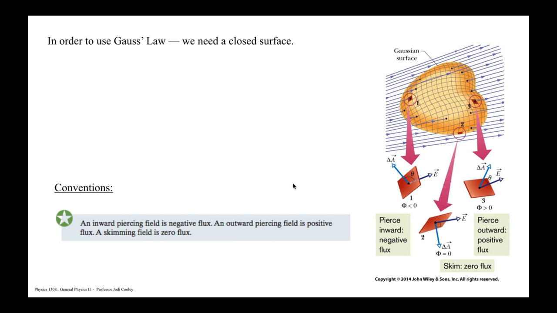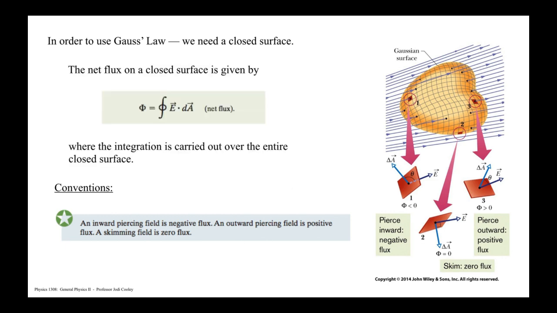In order to use Gauss's law, we need a closed surface. The net flux on a closed surface is given by this integral here. And so to represent a closed surface, what we do is we put this little circle around the integral. And that represents the fact that we're integrating upon a closed surface.